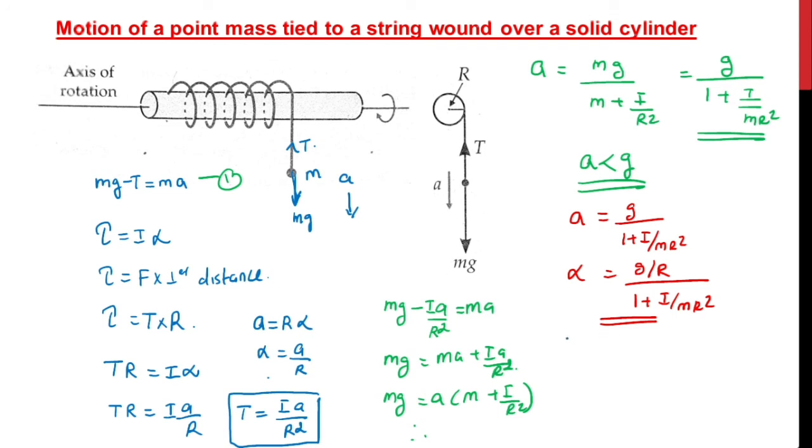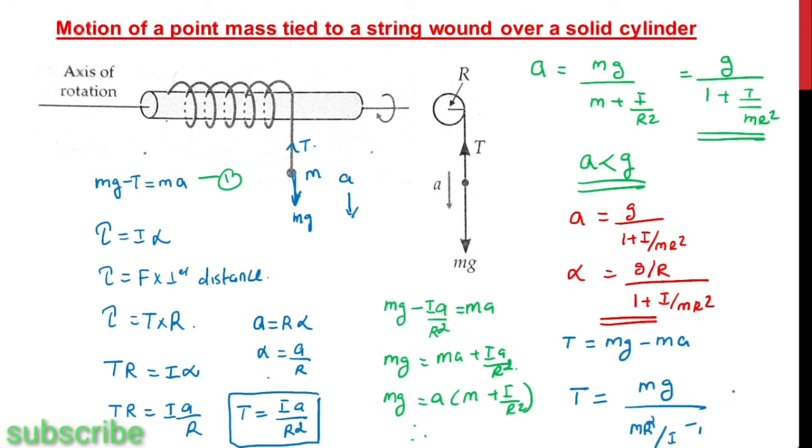In the same way, we can also calculate the equation for tension. From equation number 1, tension is equal to mg minus m a. Now substitute the value for acceleration, g divided by 1 plus I by m R square, and do the calculation. You can take the m outside, and finally the answer is tension is equal to mg all divided by m R square divided by I plus 1. This is the equation for tension. Hope you understood this one. Thank you.